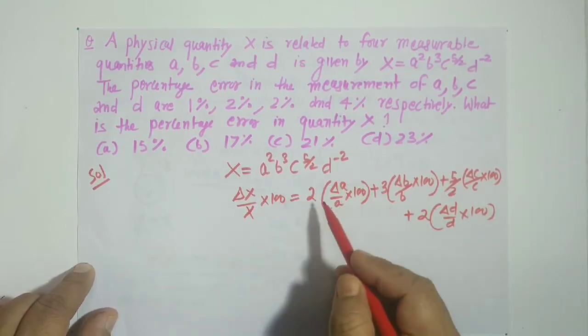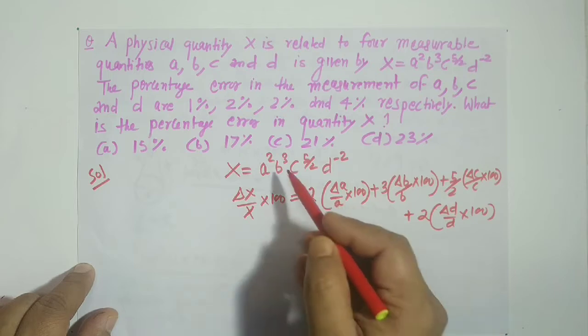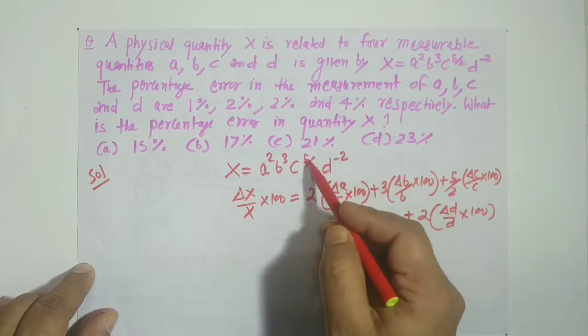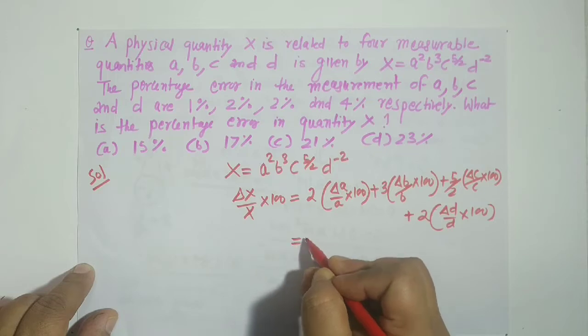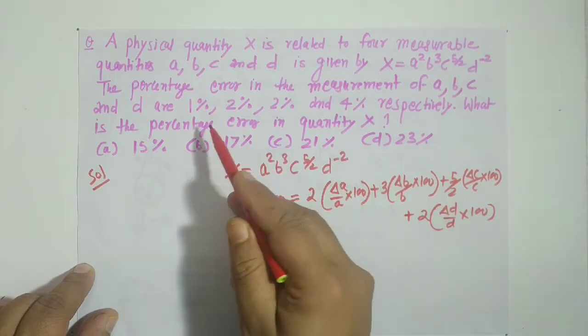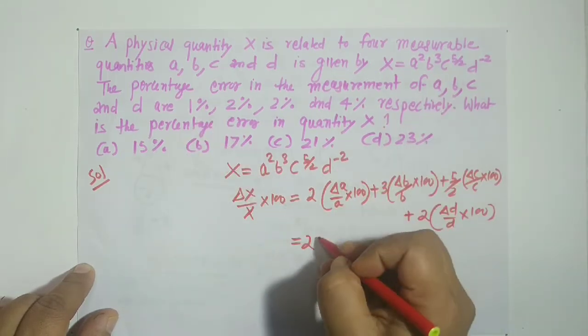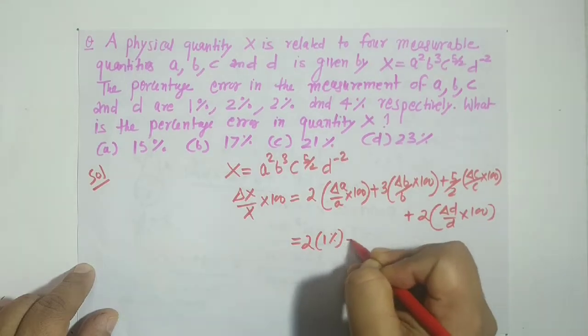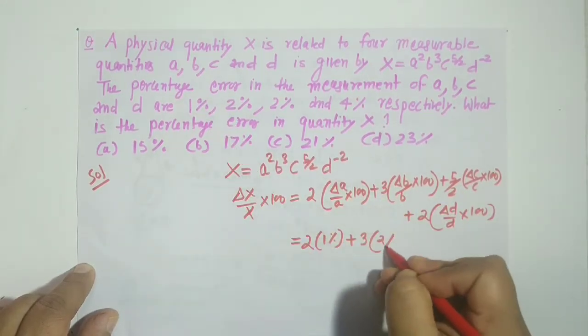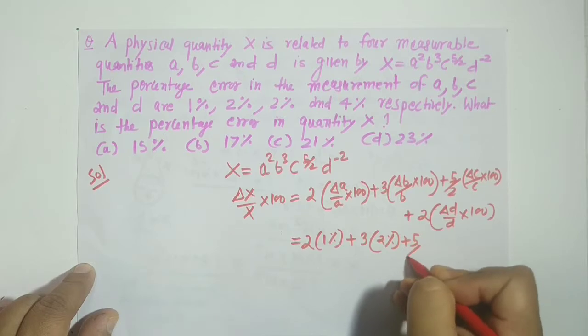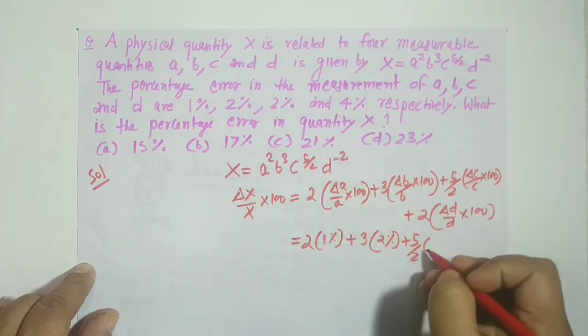So this will be 2 of delta A by A into 100, 3 of delta B by B into 100, 5 by 2 of delta C by C into 100. These are the percent, minus 2. So what is delta A by A into 100? It is the percentage error in A, it is 1%. Then what is delta B by B into 100? It is 2%. What is delta C by C into 100? It is, I think, 2%.